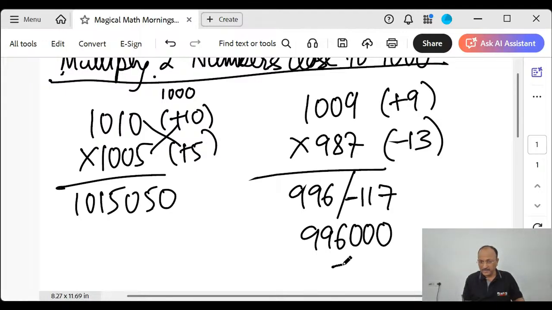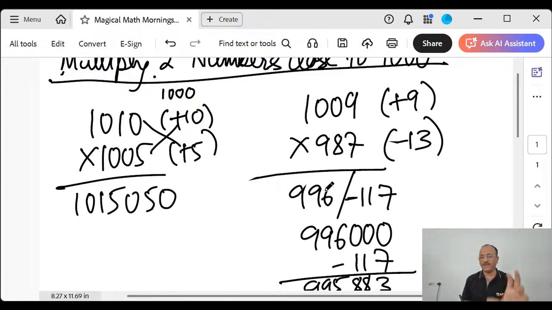996,000 minus 117, we have to write. What do you get here? If you subtract in the normal method, 996, you take 1 less, 995. And here you are going to get 9's complement of 1, 9's complement of 1, 10's complement of 7, 883. The people who don't know this subtraction method, go through one of the videos that we have on our channel, Magical Subtraction 1, part 1.